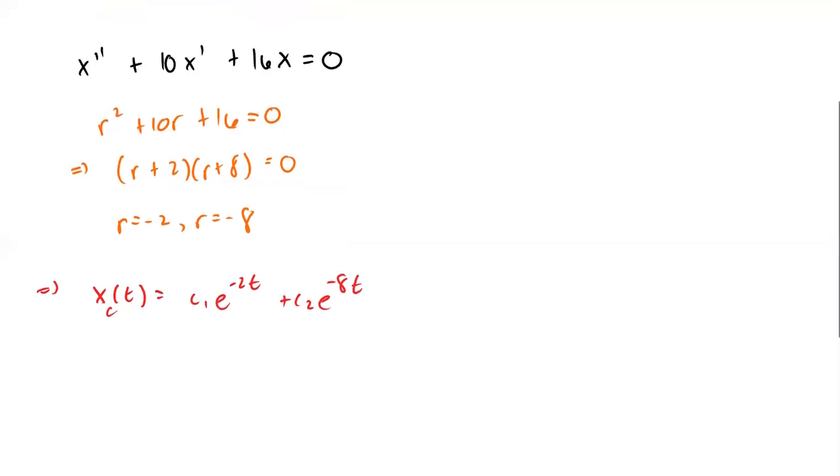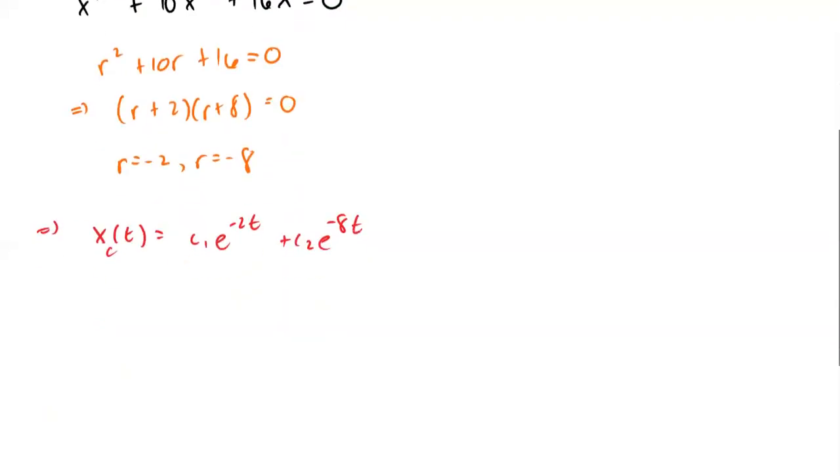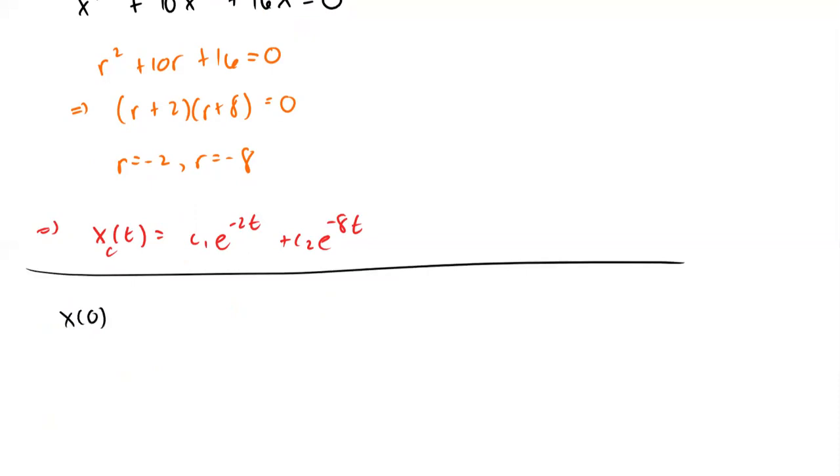Now, let's deal with the initial conditions. The first one is x of 0 equals 1. Let's go ahead and do that. So what's x of 0? Plug in 0 everywhere. x of 0 equals C1 e to the -2 times 0 plus C2 e to the -8 times 0. Zero in the exponent means everything goes to 1, so we get C1 times 1 plus C2, and we know this has to be equal to 1.